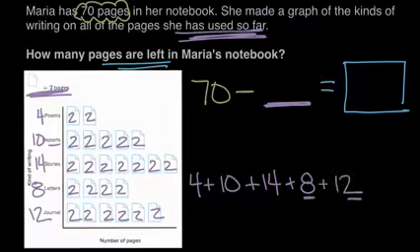So if we add these, I'll start with the ones. 2 ones plus 8 ones is 10 ones. 10 ones plus 4 ones is 14. Plus 0 more is still 14 ones. Plus 4 more is 18 ones.